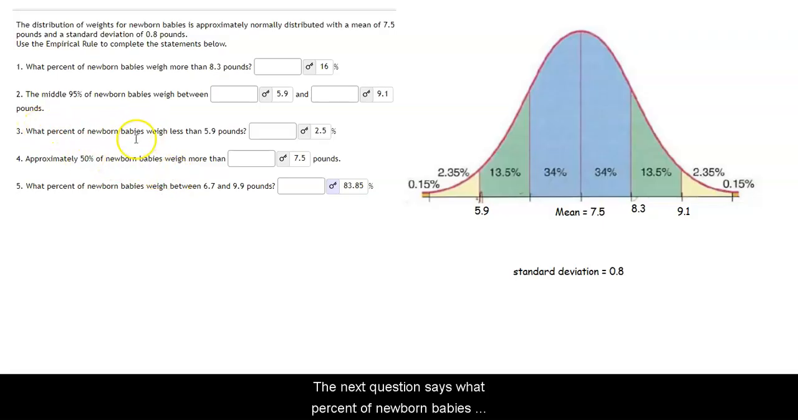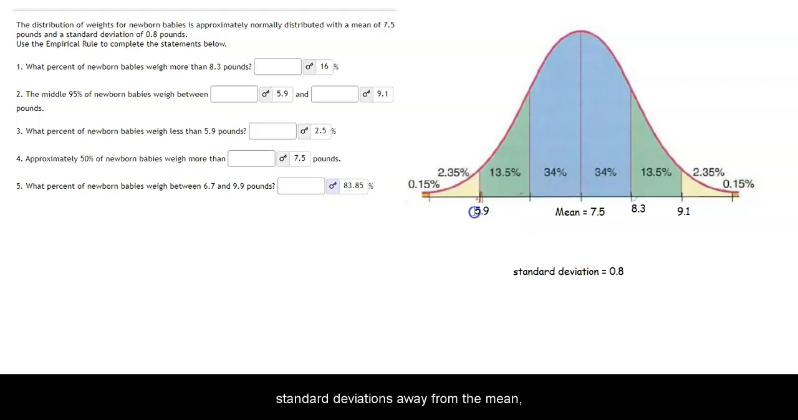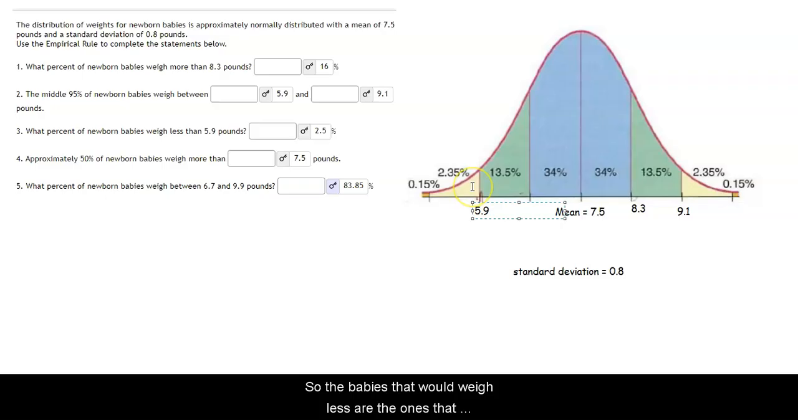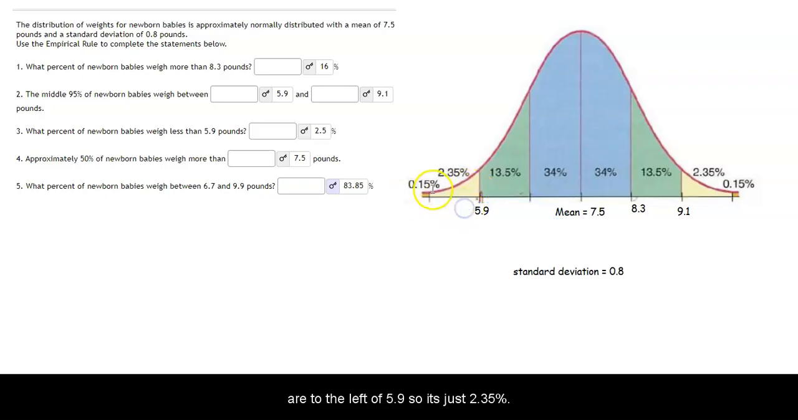The next question says, what percent of newborn babies weigh less than 5.9 pounds? We know from the previous question that 5.9 is 2 standard deviations below the mean. So the babies that would weigh less are the ones to the left of 5.9. So it's just 2.35% plus 0.15%. We add these together, and we get 2.5% as less than 5.9.